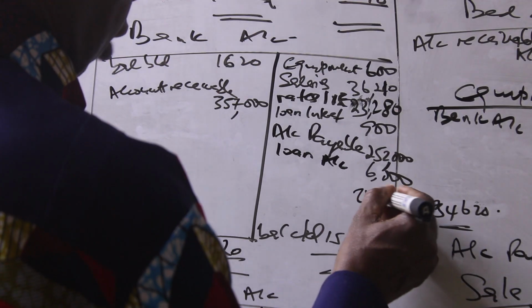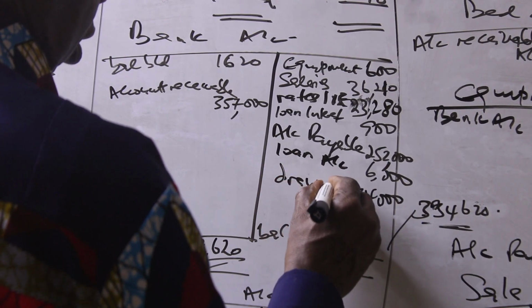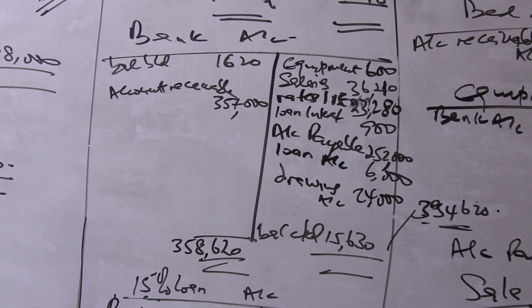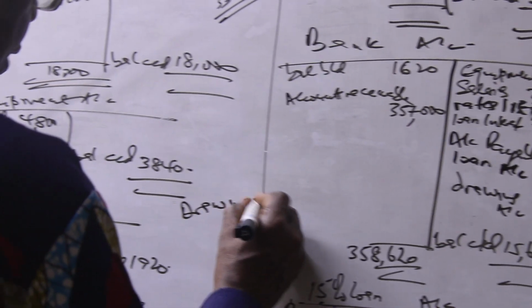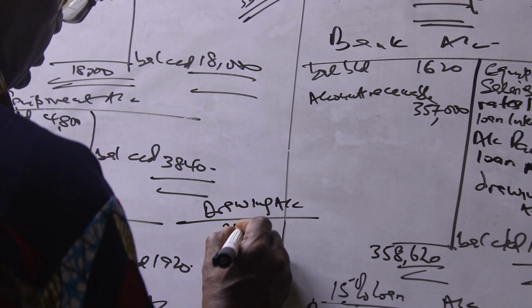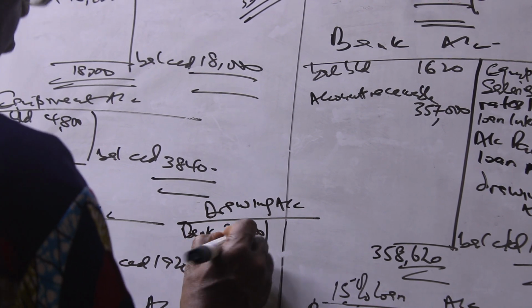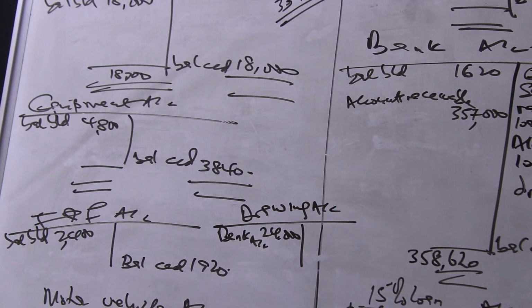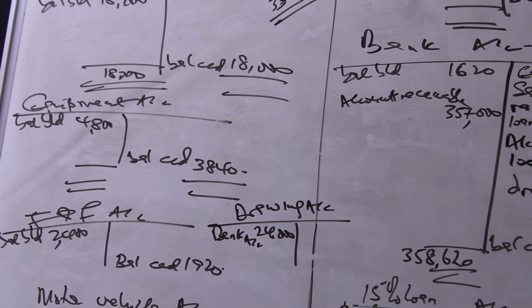24,000, and we are told that that balancing figure is drawings. So we create a drawings account, which has a balance of 24,000. Drawings, bank.